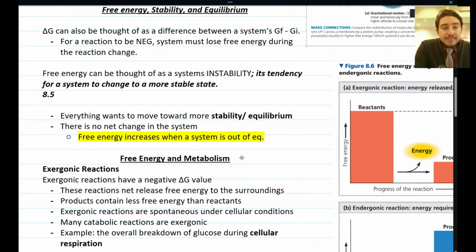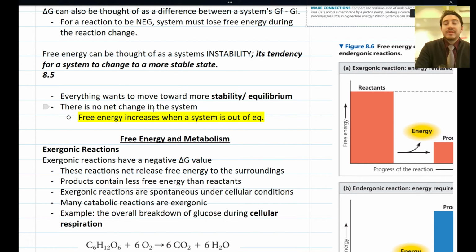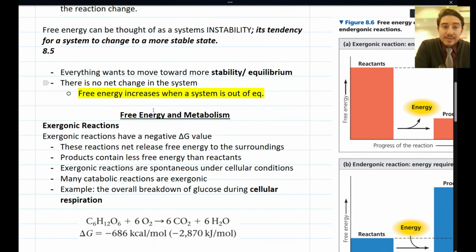Everything wants to move toward a more stable state, ultimately equilibrium. Equilibrium means that everything in a system has been balanced out. There are equal concentrations on different sides, equal amounts of energy, and so forth, so there's no net change in the system. Free energy increases when the system is out of equilibrium. That's an interesting thing that we're going to take a look at later.